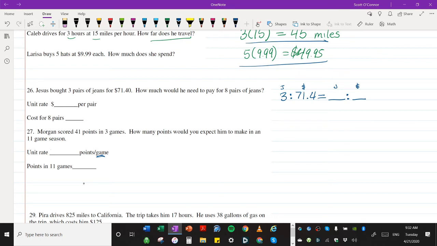And once I've done that, I can now put into my proportion the value that I've been given in the question. And so it says the cost of 8 pairs of jeans is what I'm trying to find. And so I've been told there are 8 pairs of jeans. So I can substitute that value in, 8 for the jeans. Now this is a proportion. I can write it as a fraction.